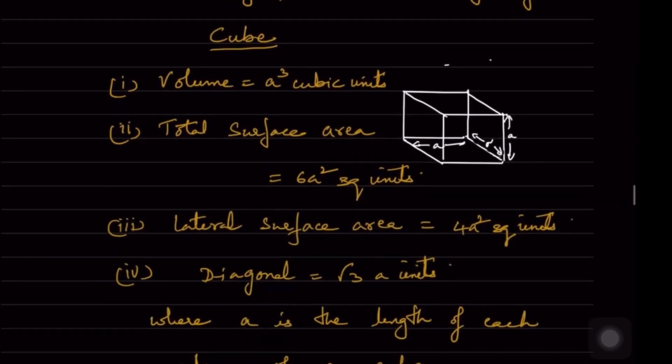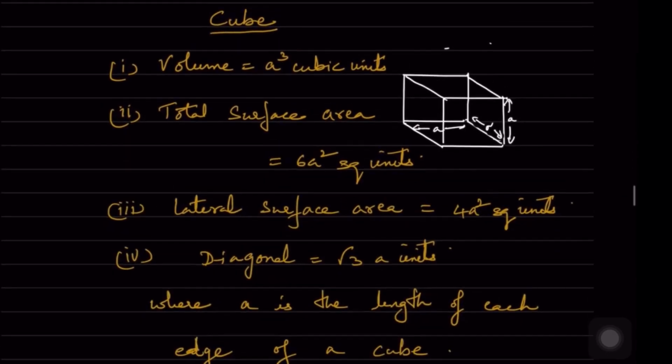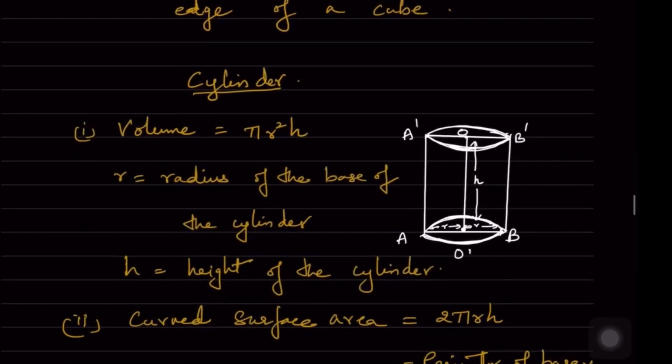Next we have the cube. So volume of a cube is equal to A cubed cubic units. Total surface area is equal to 6A square units. Lateral surface area is equal to 4A square units. Diagonal is equal to root 3 A units, where A is the length of each edge of a cube.